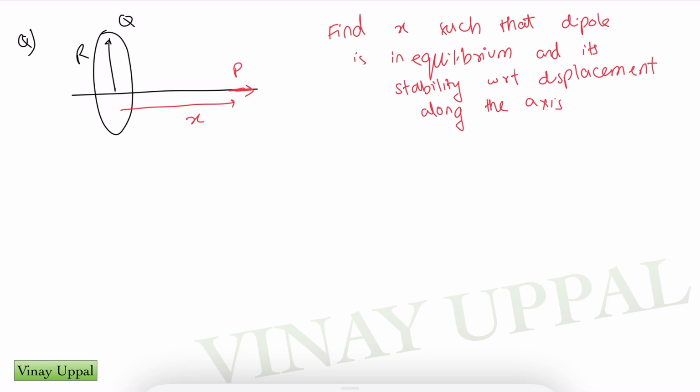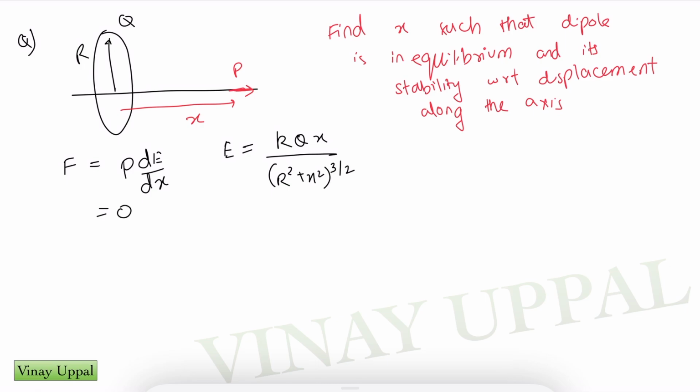Alright, so first thing, the force on the dipole, I know it will be equal to P dE by dx. Now what is the electric field due to the ring? That is something that we already know, kqx divided by r square plus x square raised to 3 by 2. So this force should be 0 for the equilibrium position, and we know where the electric field derivative is 0 for the ring. Basically that corresponds to the position of maxima of the electric field for the ring, which you should remember. So you could either differentiate this and get the value, or I would suggest that you should remember that anyway. It comes out to be equal to r by root 2. So this is the position of the equilibrium for the dipole.